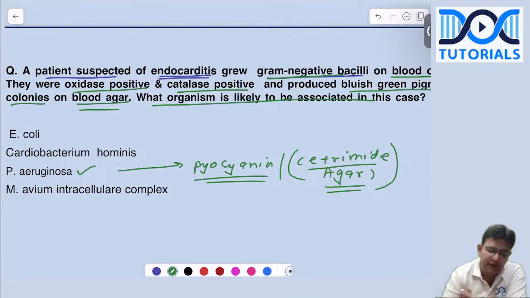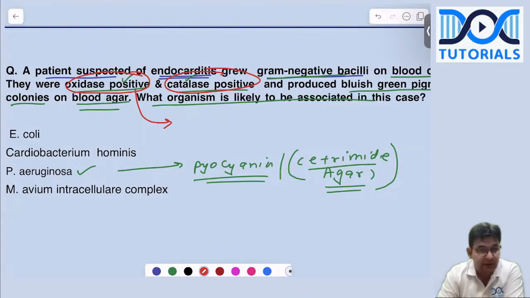Other than that, important is that this is oxidase and catalase both positive. And why is this statement important? Oxidase positivity differentiates it from the full Enterobacteriaceae family. The Enterobacteriaceae family is what? Oxidase negative, and this is oxidase positive. A simple oxidase test will easily rule out the Enterobacteriaceae family in the diagnosis. Is it fine? So this you need to know.